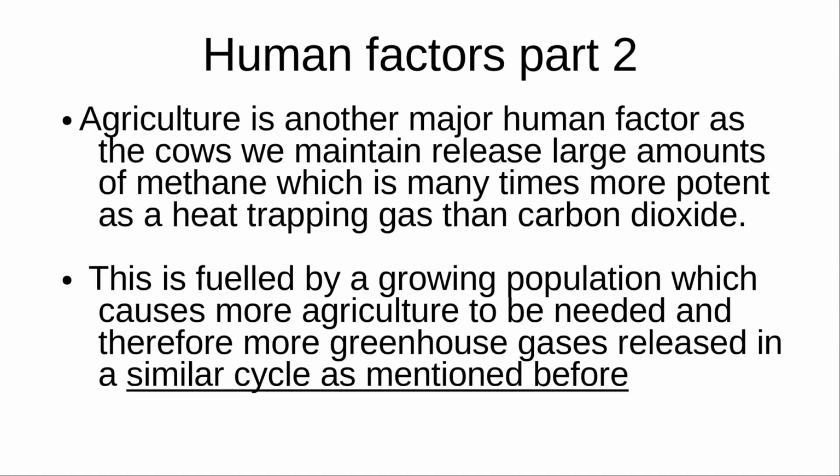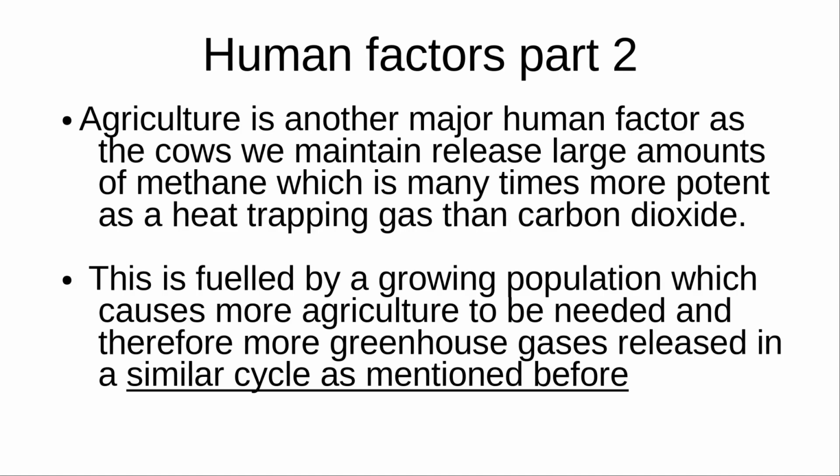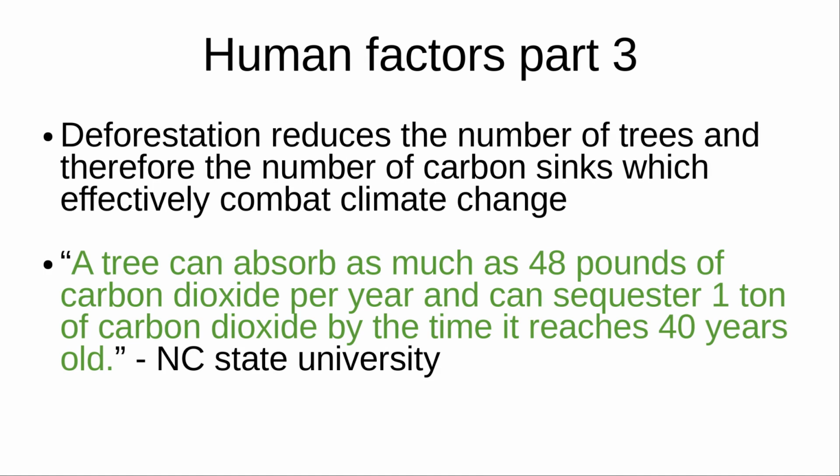Agriculture is another major human factor, as a lot of the cows we maintain release large amounts of methane, which is many times more potent as a heat-trapping gas than carbon dioxide. This is further fueled by a growing population, which causes more agriculture to be needed, and therefore more greenhouse gases are released. The last human factor includes deforestation, as it reduces the number of trees and therefore the number of carbon sinks which can effectively combat climate change.